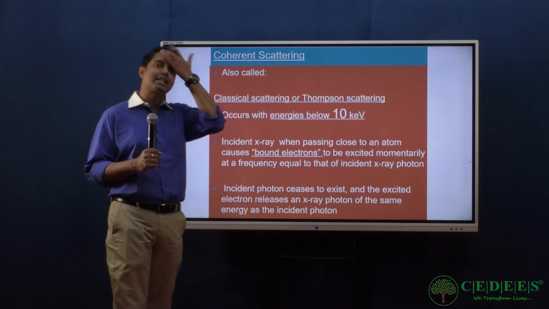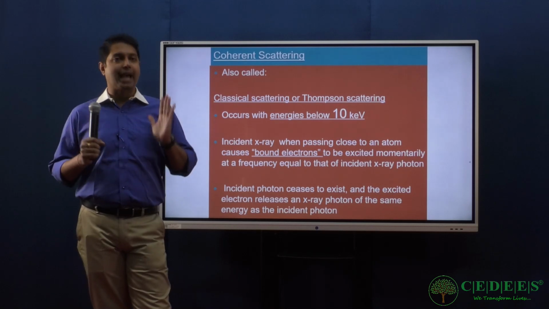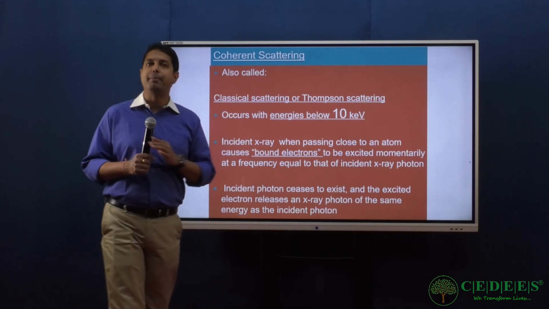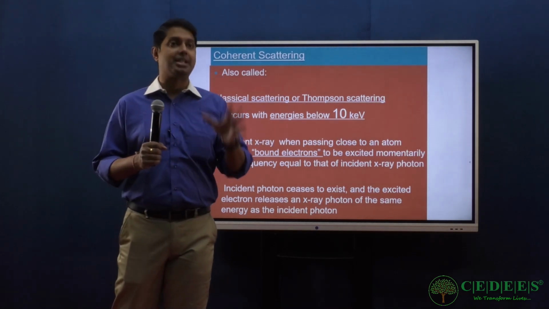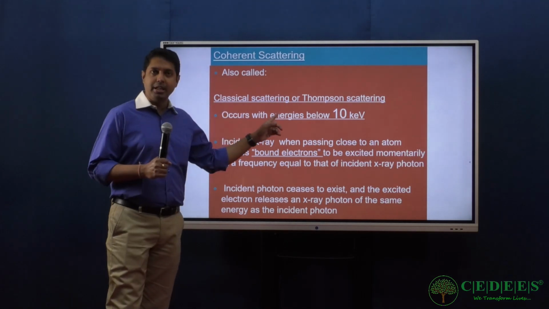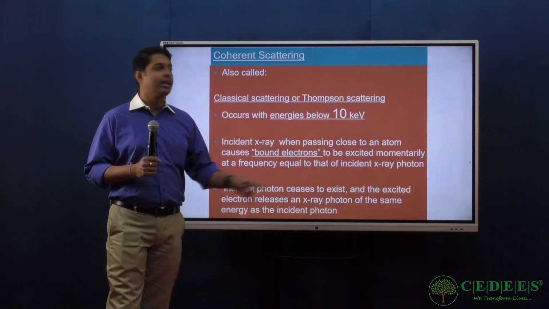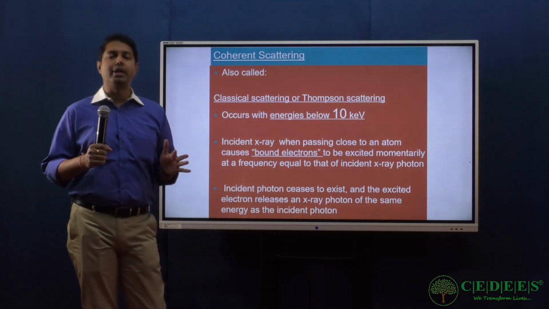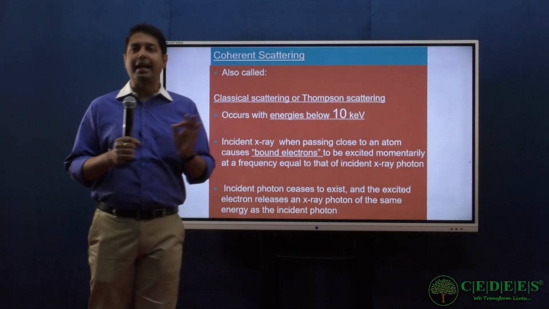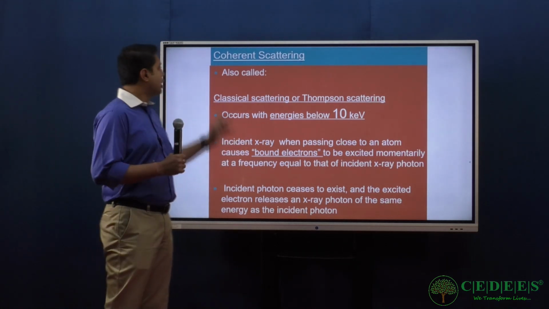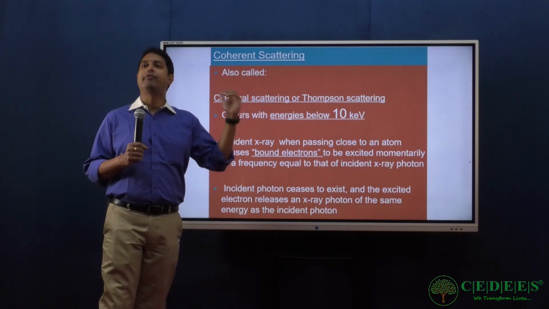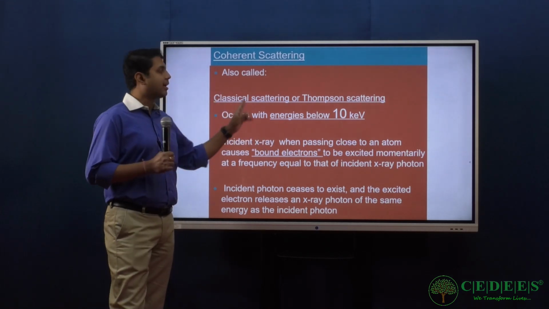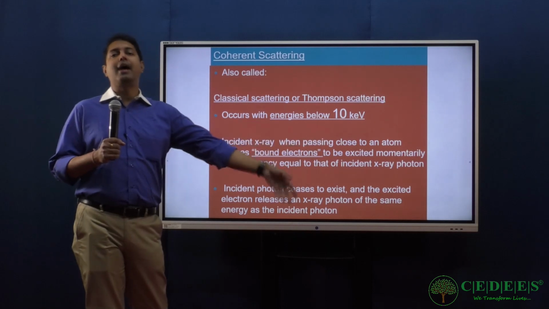Next, we begin with the first kind of interaction, that is coherent scattering. Coherent scattering is also called by the word CET: C is for classic scattering, E is for elastic scattering, T is for Thomson scattering. And there is also a fourth name to it, called Rayleigh scattering, R-A-Y-L-E-I-G-H. So coherent scattering is also known by four other terminologies, that is CET-R: classic, elastic, Thomson and Rayleigh scattering.